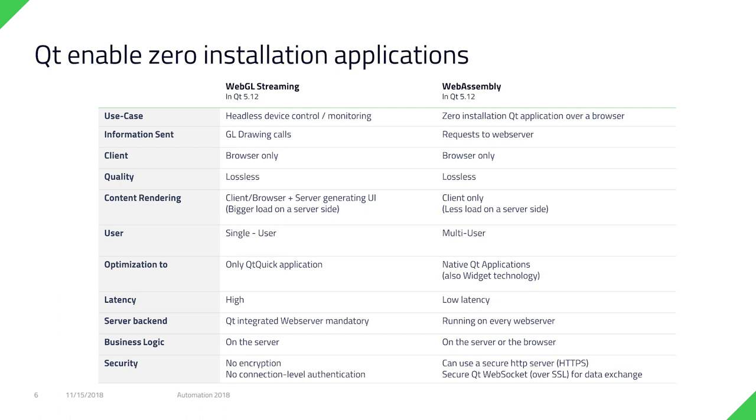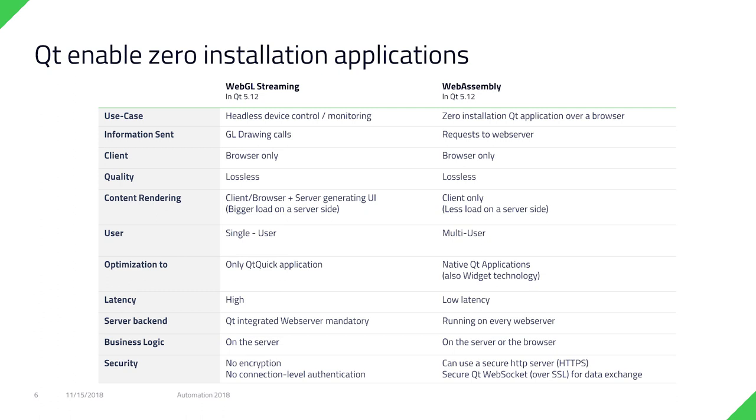Now, back to the remote control use case, what's happening with WebGL in terms of what information is being exchanged between the server and the client. With WebGL, it is really only OpenGL drawing calls which are being shared. Nothing else than that. While with WebAssembly, it's even less. It is really just downloading the WebAssembly file. And of course, after that, there might be more data exchanged, but there's not this constant flow like with WebGL, serving up information being requested.